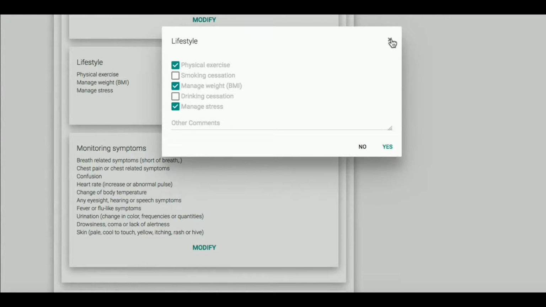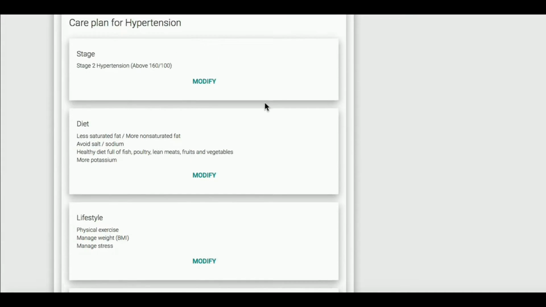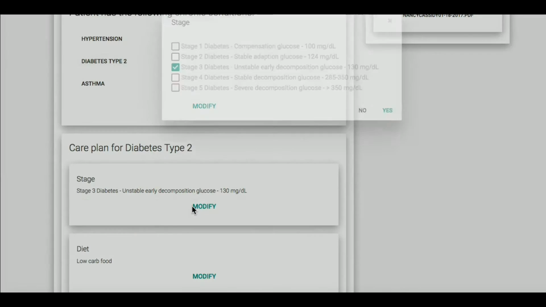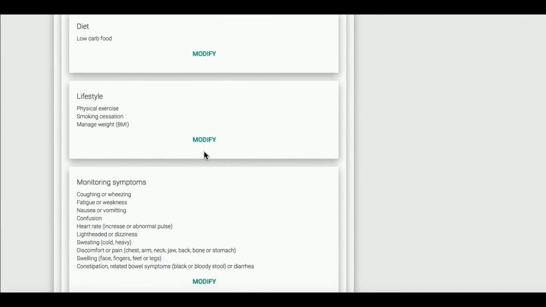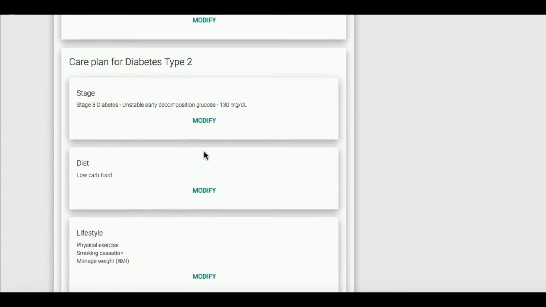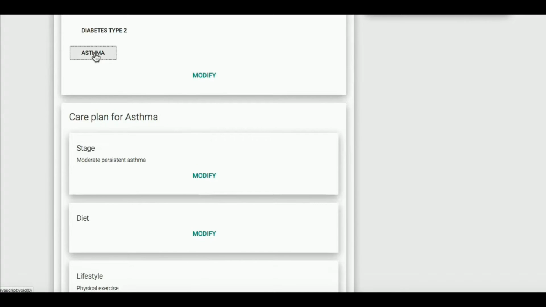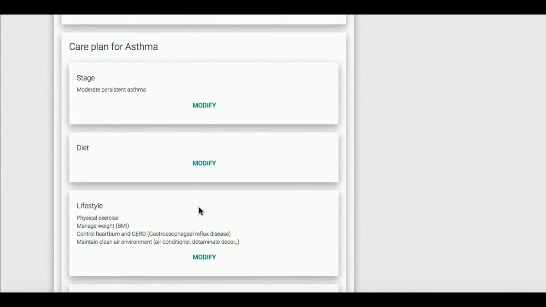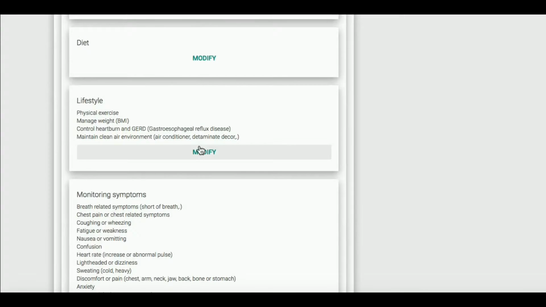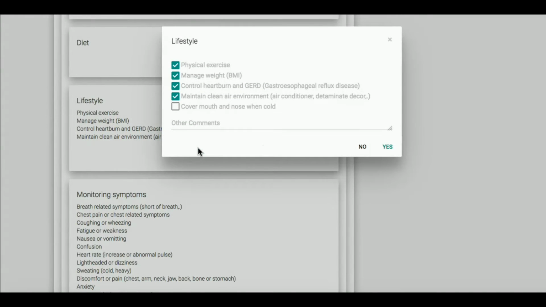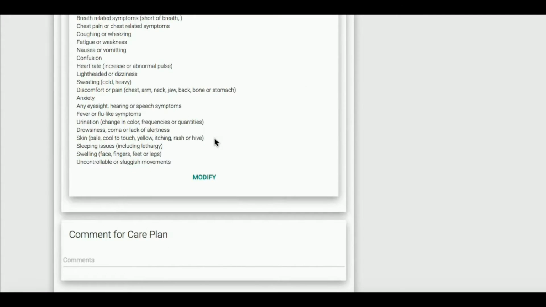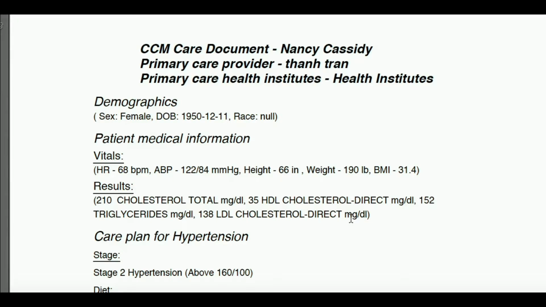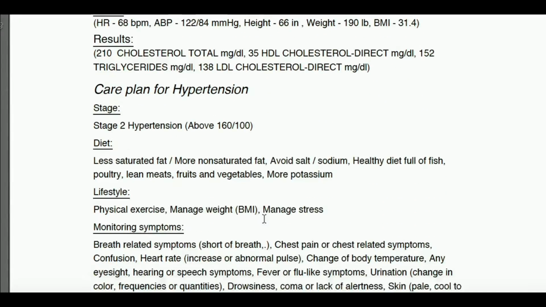Stage reflects the status. Lifestyle and diet are recommended behavior changes. The monitored symptoms are potential indications for worsening conditions, potential development into other conditions, and/or potential medication reactions. The primary care provider can modify the CCM care plan. Changes are immediately available upon request by other care providers. Let's see how easy it can be done.